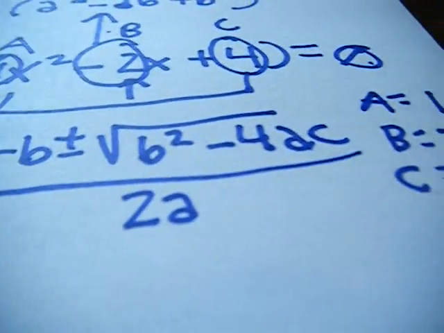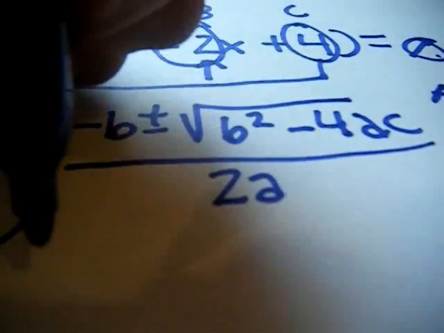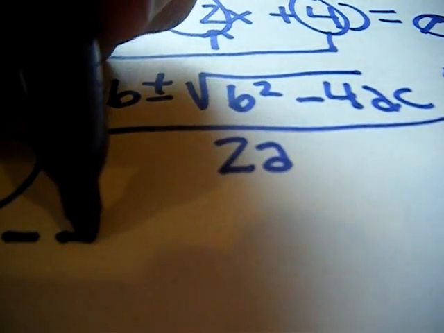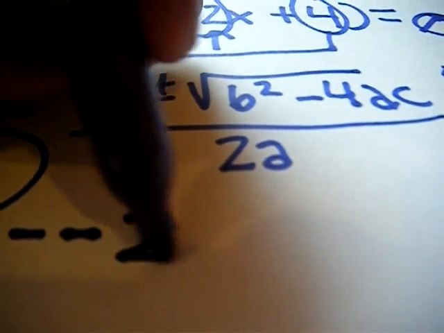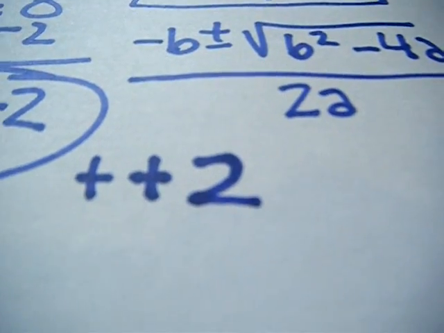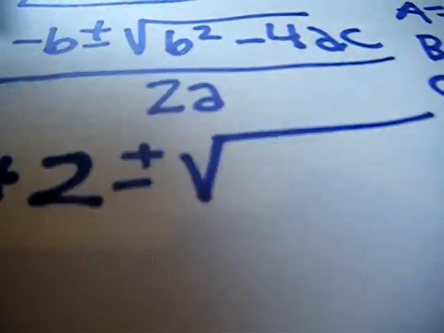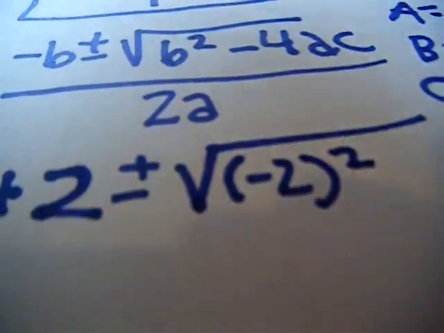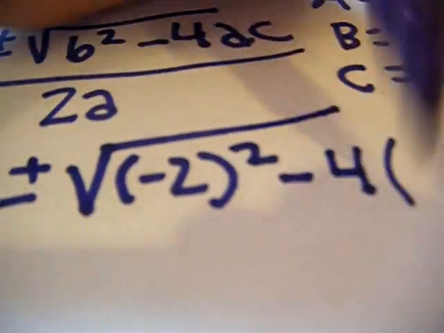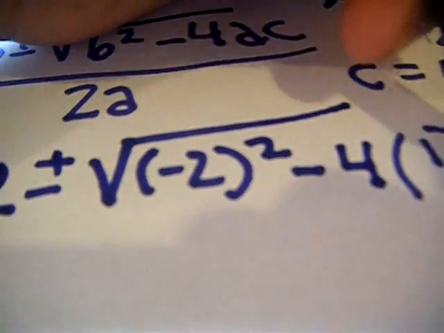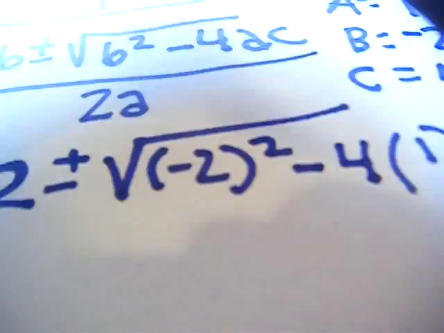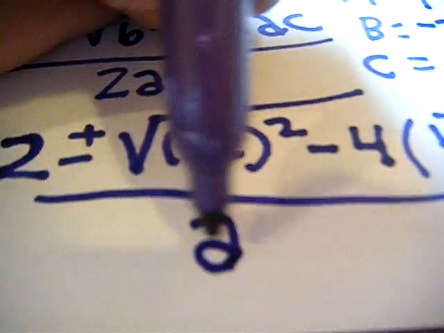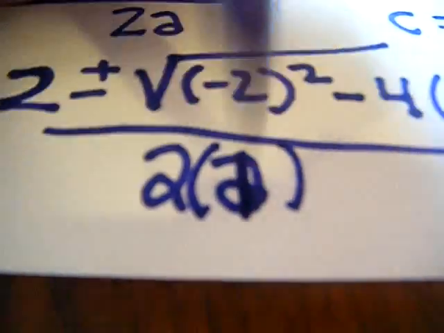So if we plug in a, b, and c into the equation, it will be negative b, which is negative 2. So it'll cancel, making it positive 2, plus or minus the square root of negative 2 squared minus 4 times a, which is 1, times c, which is 4, all over 2a. And a, in this case, is 1. So I'm going to jump up here now.